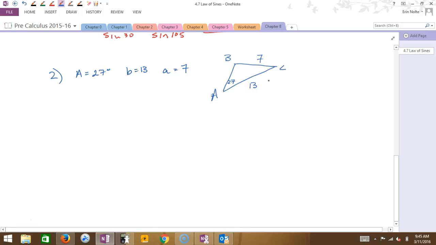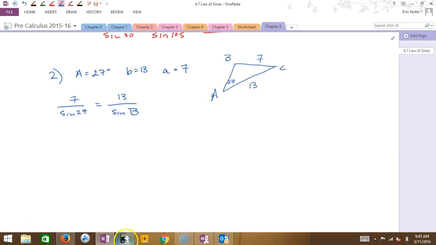Okay, so I'm going to start with setting up a ratio, because I don't have two angles this time. So what angle and its opposite do I know? The A's. Okay, so I'm going to set up the A ratio. So I have 7 over the sine of 27 degrees is equal to, the only other piece of information I have is B, so I must find angle B first. Okay, so now this one is a little different because I'm looking for an angle this time.